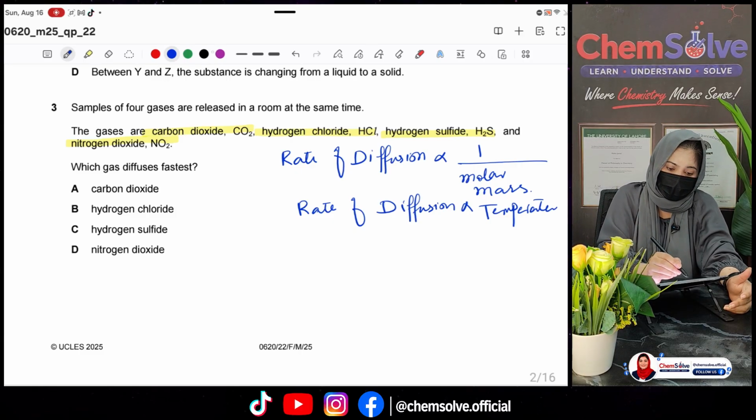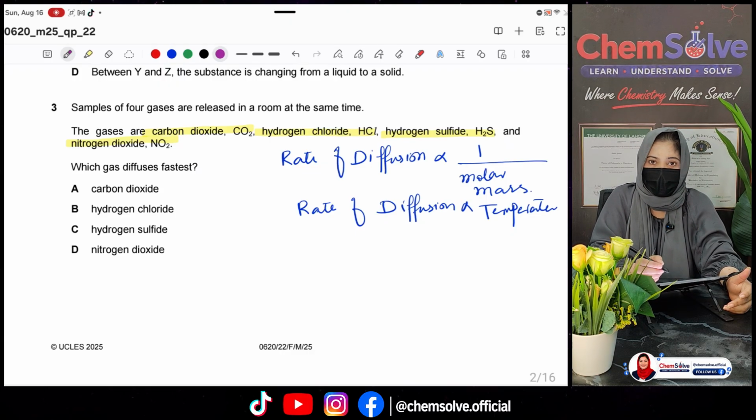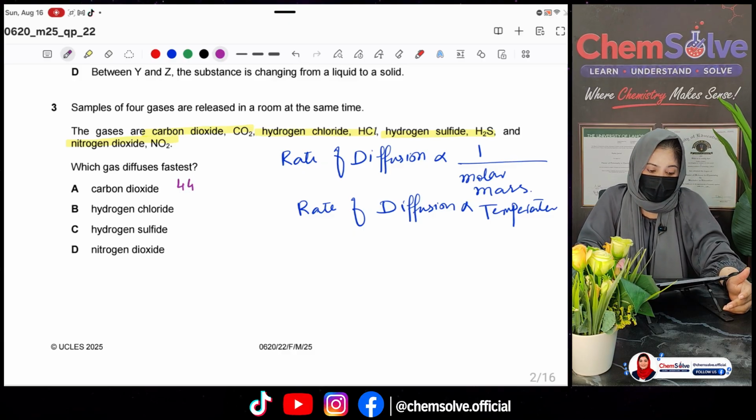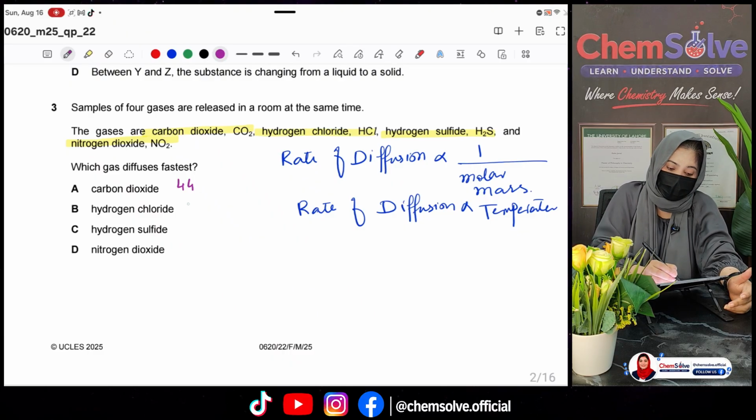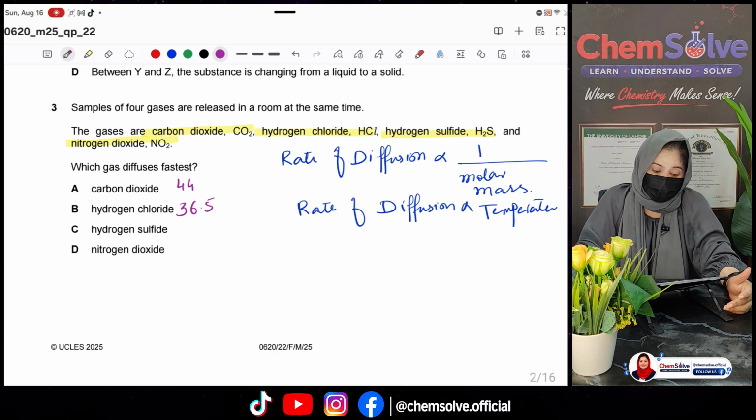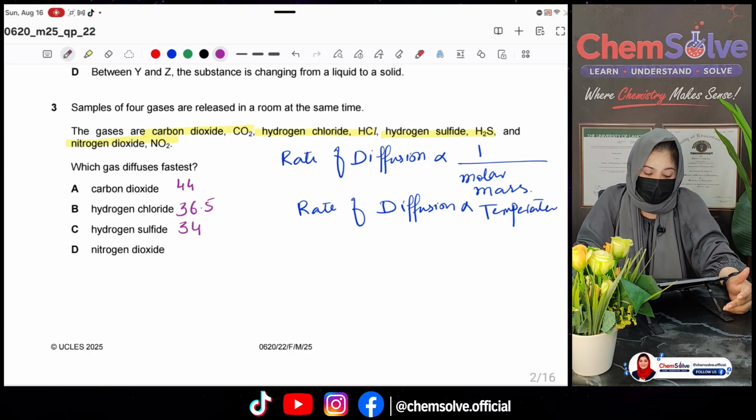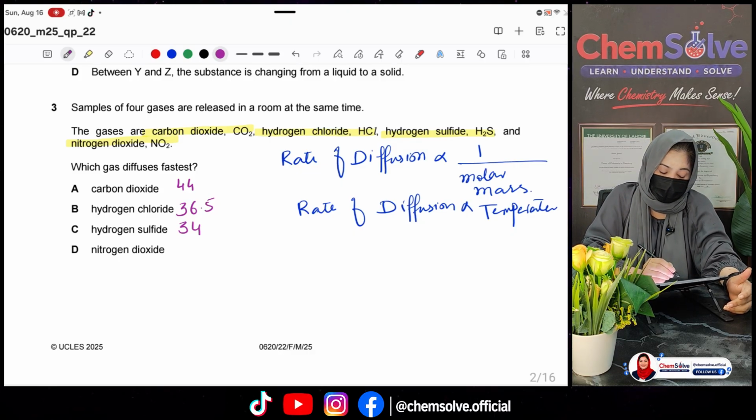So let's calculate the molar mass. Molar mass of carbon dioxide: carbon is 12 and oxygen is 16, and there are two oxygens. So 12 plus 16 plus 16, that would be 44. Hydrogen chloride: hydrogen is 1, chlorine is 35.5. So it would be 36.5. Hydrogen sulfide, H2S: hydrogen being 1, there are 2 hydrogens, so that would be 2, and sulfur is 32, so it would be 34.